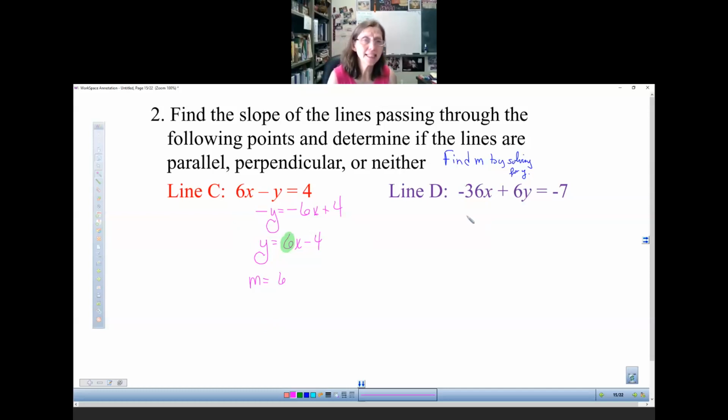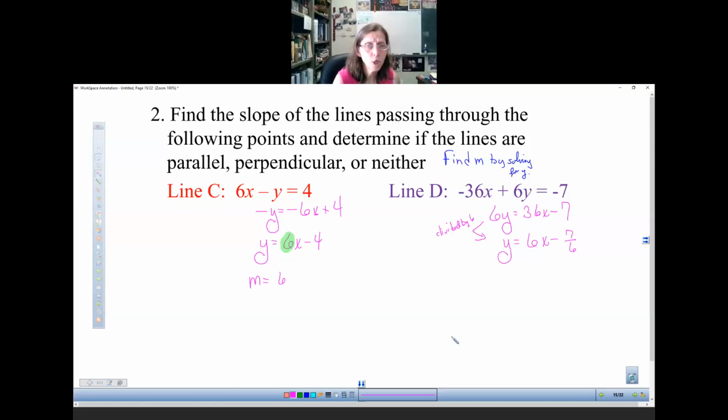So I'm going to do exactly the same thing with the second equation. I'm going to solve this for y. When I move my negative 36x across the equal sign, I change signs. And so when I do that, I get 6y is equal to positive 36x minus 7. Then to get y by itself, I have that 6 there, and so I need to divide each piece over here by 6. 36 divided by 6 gives me 6x minus 7 over 6. Okay? So to get from here to here, I divided both sides by 6.